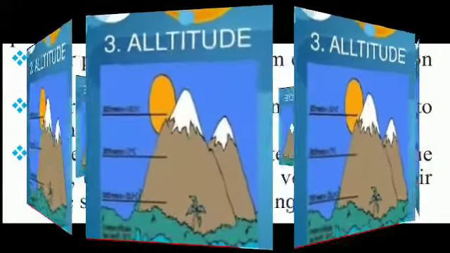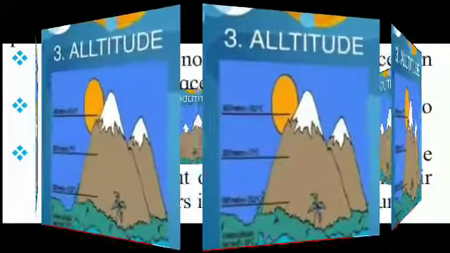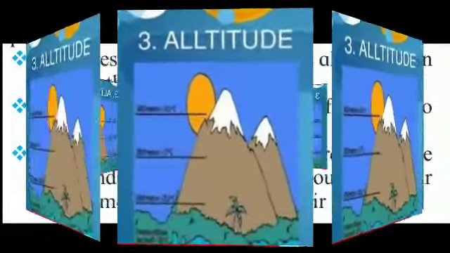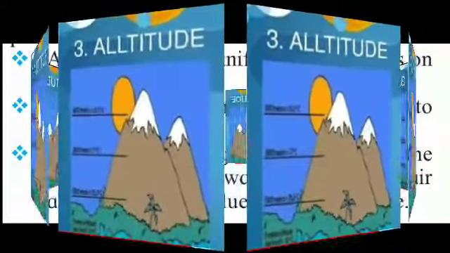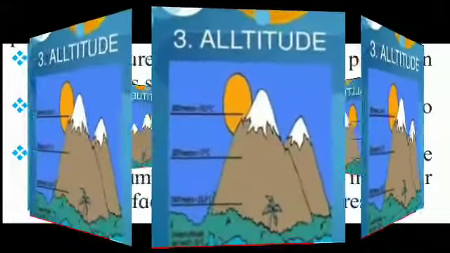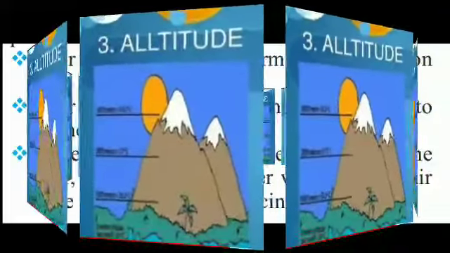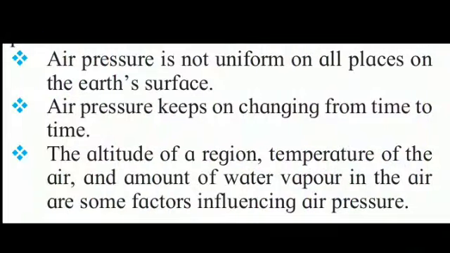Altitude means the height of a particular region, and the temperature of the air. How much temperature the air contains in that particular region, student, and how much amount of water vapor is there in the air. These three factors, student, also affect the air pressure. What are the three factors? First one is height, second is the temperature, and the amount of water vapor. So these three things, student, keep in mind, always affect the air pressure. Understood, student?